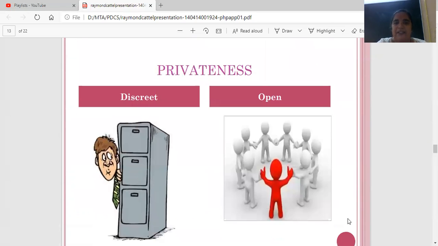Next, privateness, meaning whether you are shy or a happy-go-lucky, open person. Discreet means you are scared to mingle with people and to talk out your emotions. You don't have many friends. You are in your own intellectual fantasy world. You're scared to go around and hang out. On the other hand, some people are social butterflies, always hanging around. They make friends easily, open up easily, and are very spontaneous.